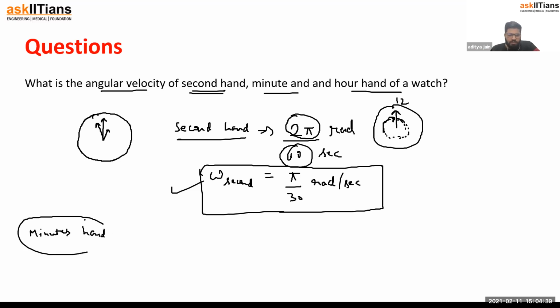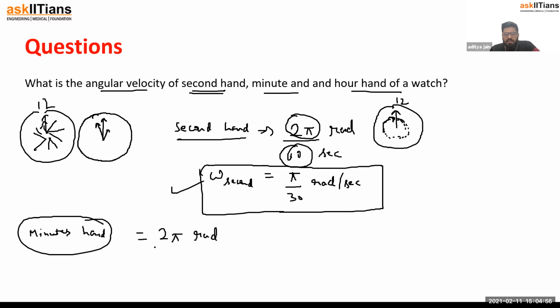Okay. Now talking about the minute hand. If you are observing carefully, the minute hand takes 1 hour to complete one rotation. It starts from 12 and takes 1 hour to come back to 12. So what is the angle in one rotation? It is 2 pi radian. What is the time taken? It is 1 hour, which means 60 minutes.